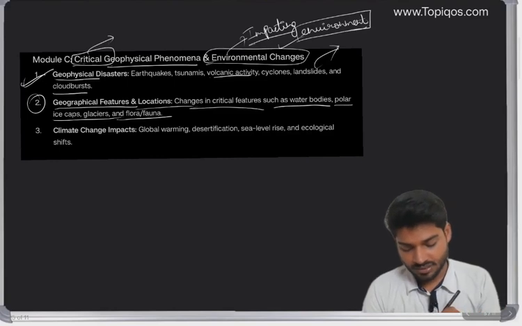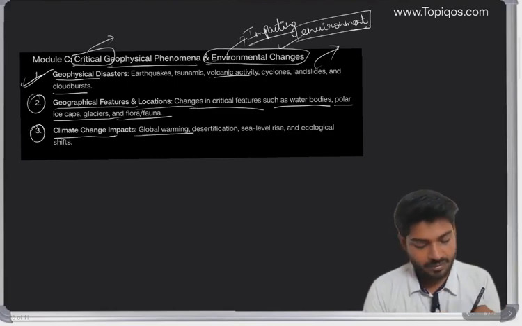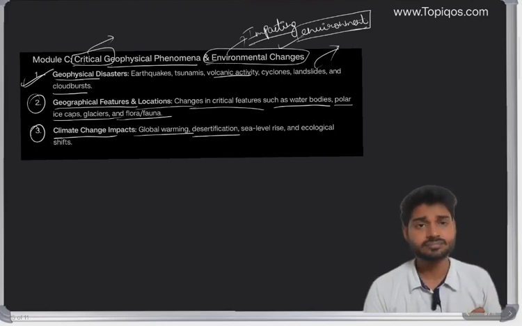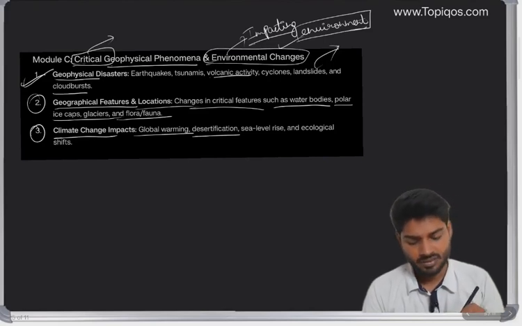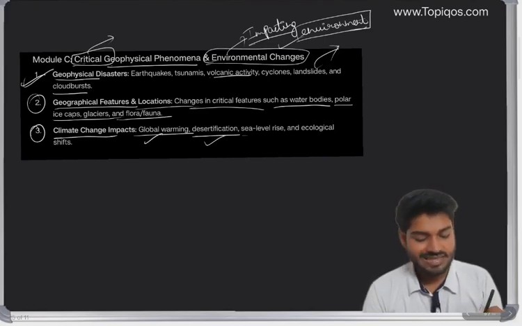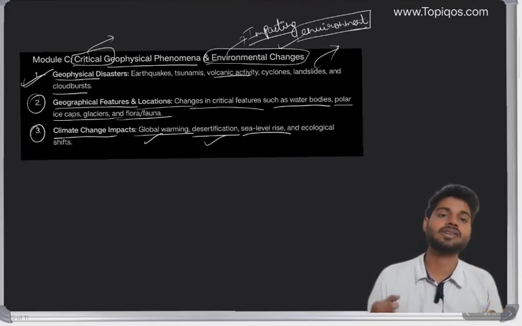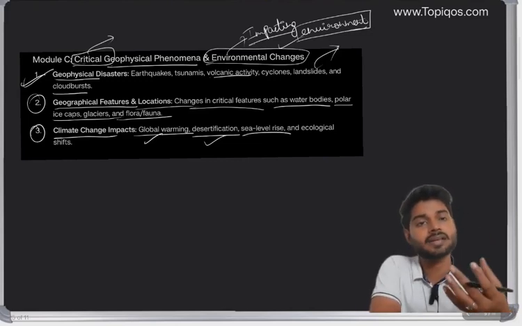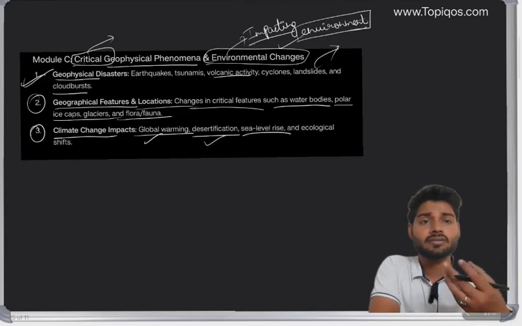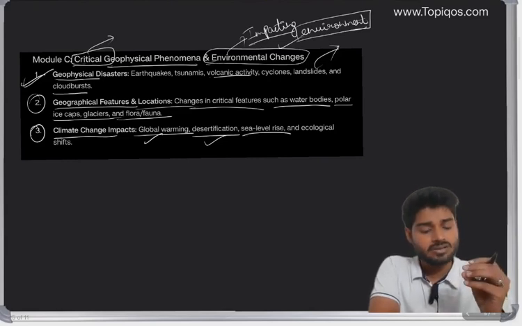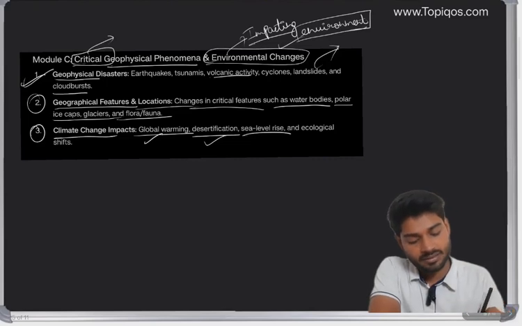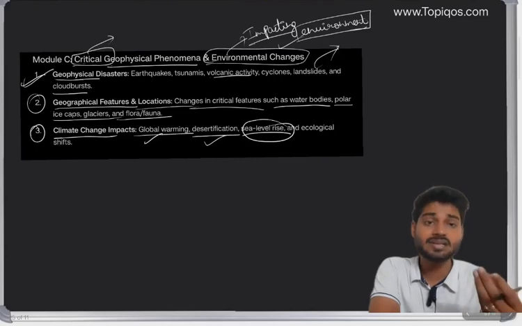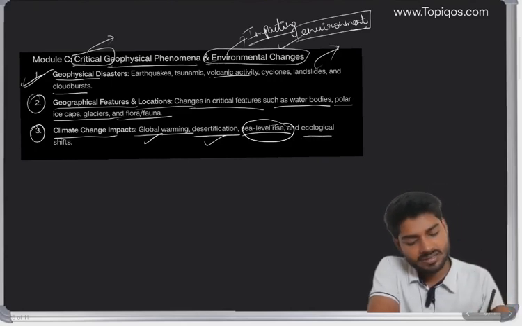Then we are going to study about what? Climate change impact, global warming, desertification. This is the environmental impact of the geographical phenomena. So we are going to study global warming, desertification, and sea level rise. If there is a rise in temperature, the glacier would start melting, and there would be an increase in water. If the water level of the sea increases, that is sea level rise. Then we have some ecological shift.